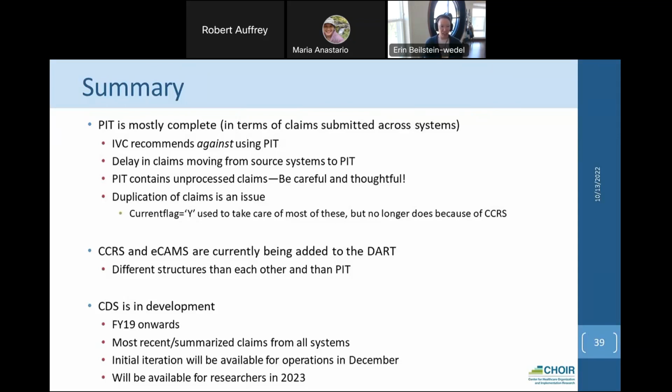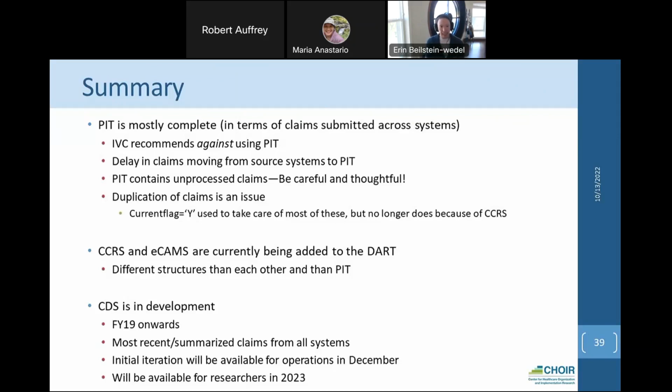eCAMS and CCRS are currently being added to the Dart. When they are, just remember that they have different structures from each other and different structures from PIT. So it is a learning curve for sure. Start using those systems if you so choose as researchers or analysts.